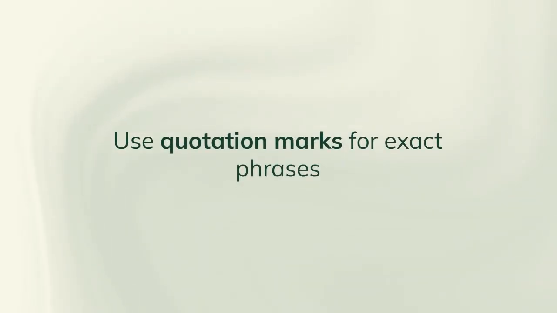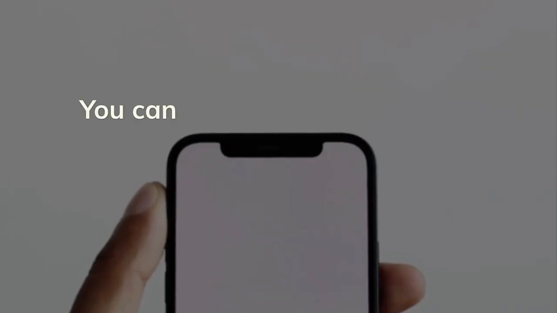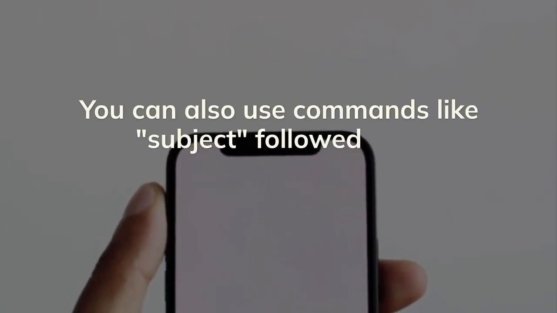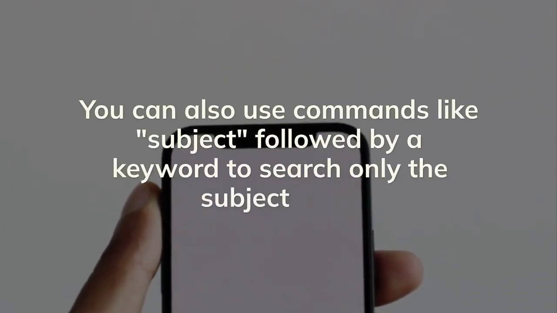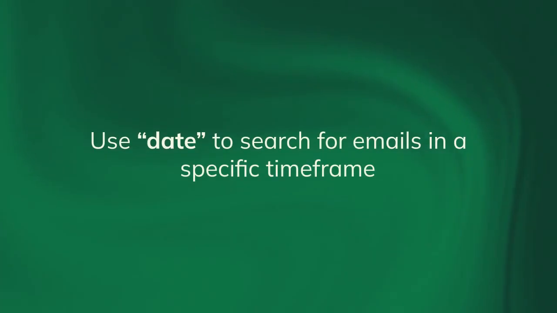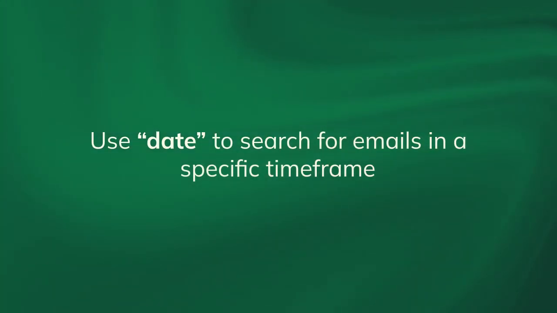To search for a specific phrase, put your words inside quotation marks. This tells the app to look for that exact sequence of words. You can also use commands like subject followed by a keyword to search only the subject lines. If you want to find emails within a specific time frame, type date followed by the month or year.